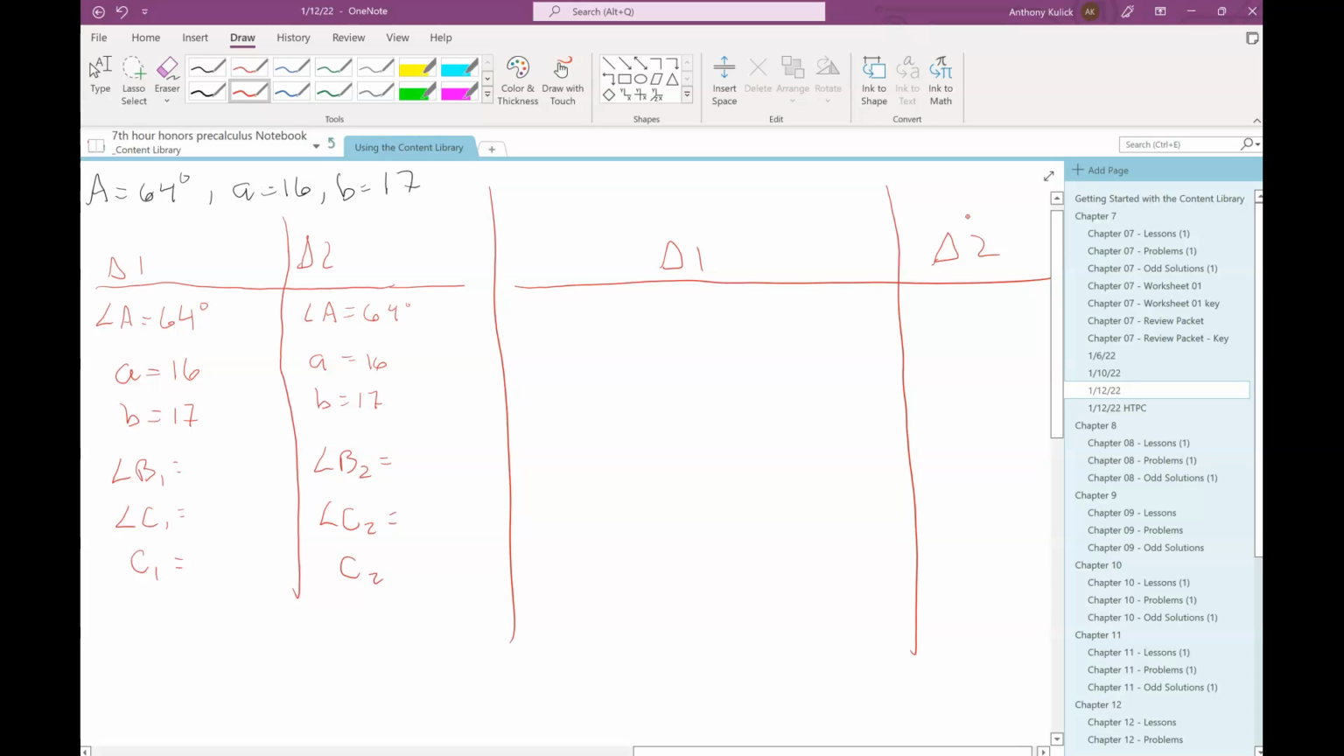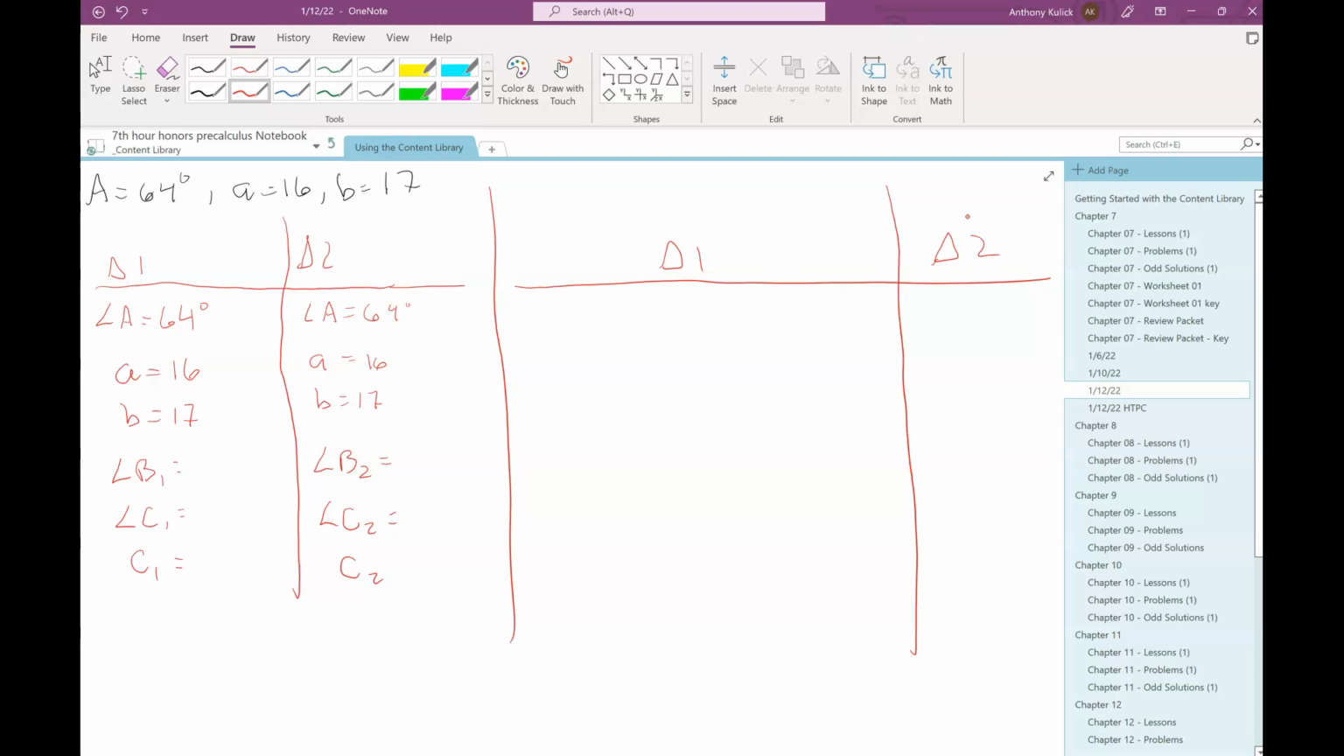Now, typically, I like to do all of triangle 1 first and then do all of triangle 2 second, rather than jumping back and forth between them. You could jump back and forth between them, but I think it just makes it easier to goof up which measurement goes with what triangle. So I'm always going to do all triangle 1 and then do all triangle 2 after.